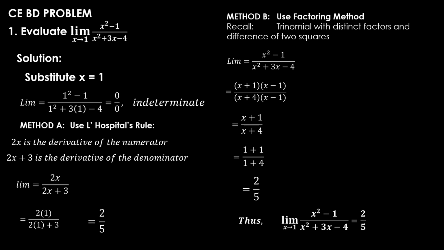As we can see, when we used L'Hospital's rule, we obtained a result of 2 over 5. Using the factoring method, we also obtained a value of 2 over 5. So our final answer is 2 over 5.